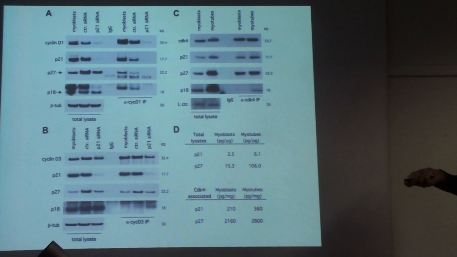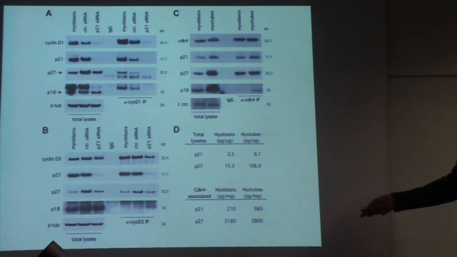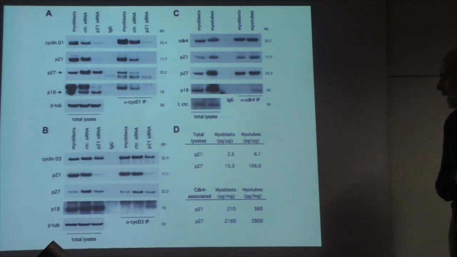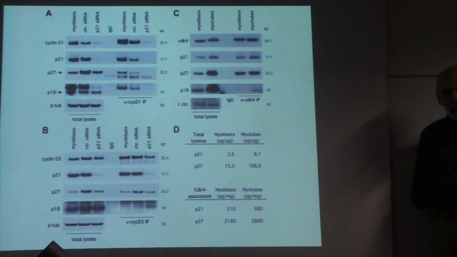But not even that is correct, because here the authors quantitate the amount of CDK4 associated, that is, they immunoprecipitate CDK4 and measure the amount of co-precipitating P21 and P27. In myoblasts, where P27 is tenfold more, and in myotubes, where it is perhaps eightfold more, but still much more in absolute terms. So it's not even true that P27 is less associated to the complexes, and so why is P21 so important if P27 is more abundant and more bound to the complexes?